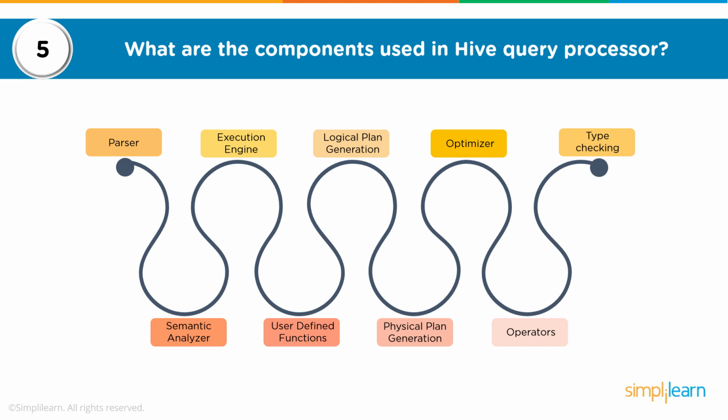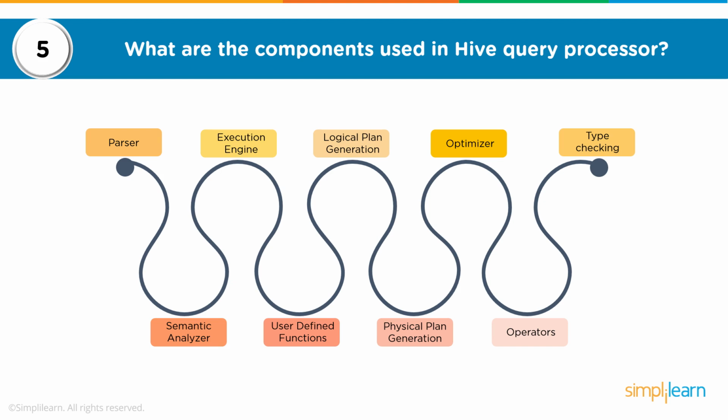You could also have user-defined functions which a user would want to use, and these are normally created in Java, and then these user-defined functions are added to the class path. Now you would have logical plan generation, which basically looks at your query and then generates a logical plan, or the best execution path which would be required to get to the results.